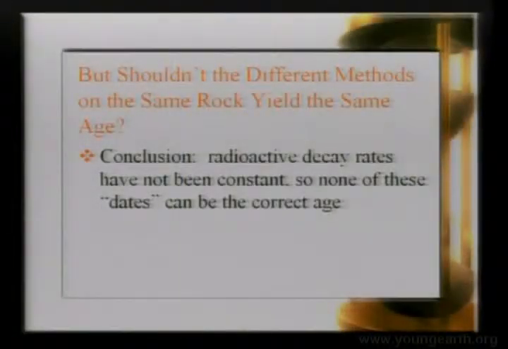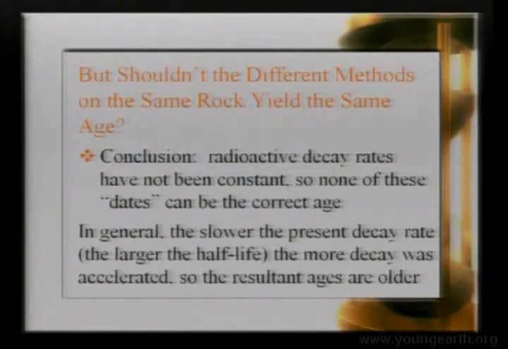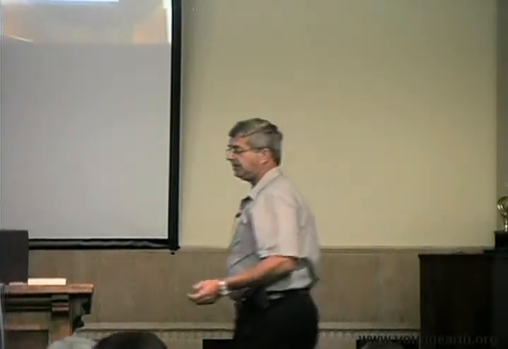Radioactive decay rates therefore have not been constant, so none of these dates on any of these rocks are the correct age for them. In general, we found the slower the present decay rate, the more decay was accelerated, so the resultant ages are older. For example, the uranium decay rate is slower today than the potassium decay rate. In all of these examples, we found that the uranium ages of the rocks were older than the potassium ages of the rock, which means that the uranium had decayed more rapidly through the same time period than the potassium to give the older ages.